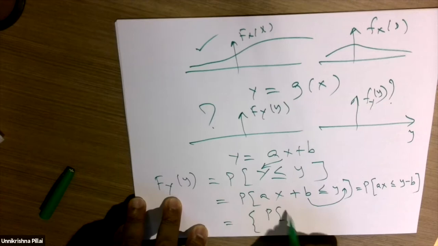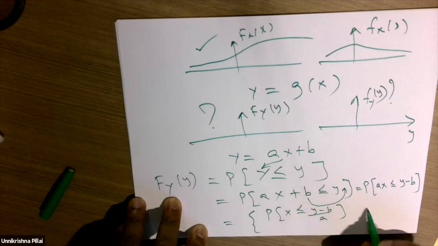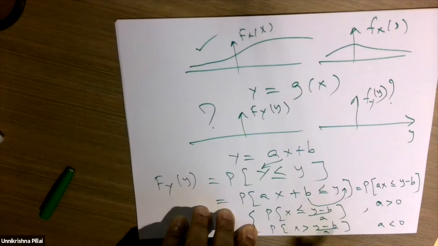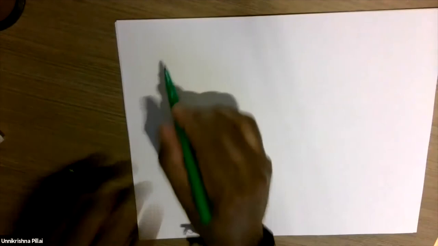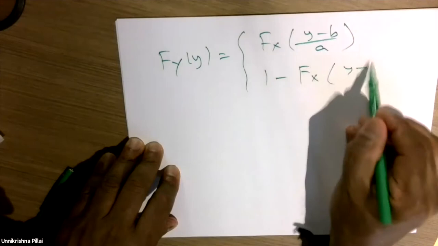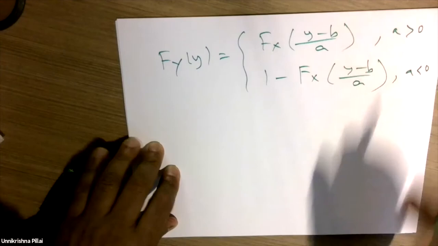So if a is positive, I can write this as X less than or equal to (y minus b) over a. If a is zero, there is nothing to worry about. And if a is negative, the inequality goes the other way, right? If a is negative, this is X greater than (y minus b) over a. But look here, this is the distribution function of X. So we have F_Y(y) with two answers. One is the distribution function of X at (y minus b) by a. The other one is 1 minus F_X of (y minus b) over a. If you have questions, just stop me. Otherwise, I'll just go at this speed.